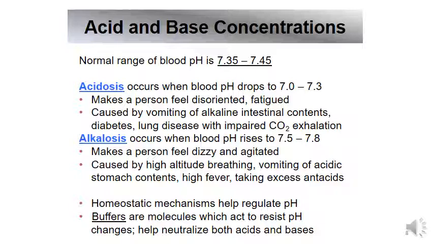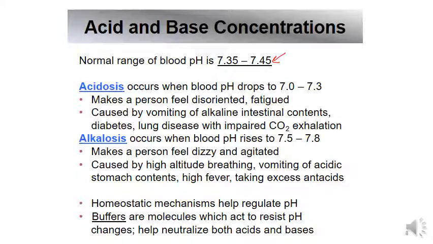Our blood's pH should be between this range. If it's not between this range, it will cause a lot of problems for our nervous system. So acidosis just means when the pH drops below that level. Alkalosis, or alkaline, means a base. Alkalosis means that when our blood becomes more basic, so it goes up.